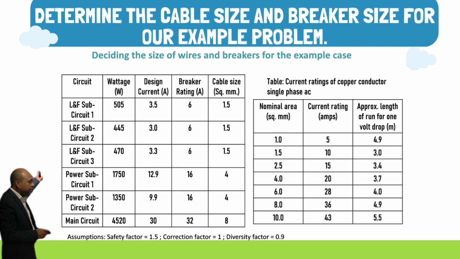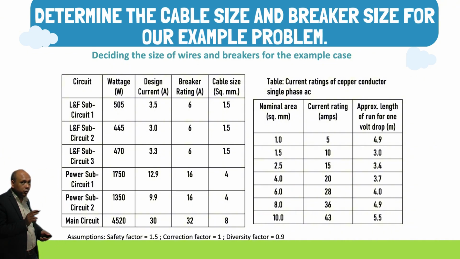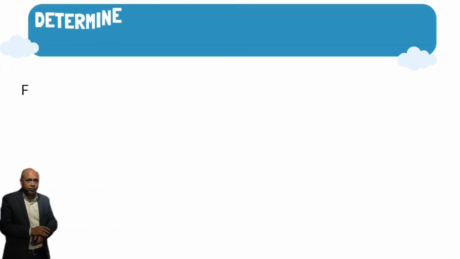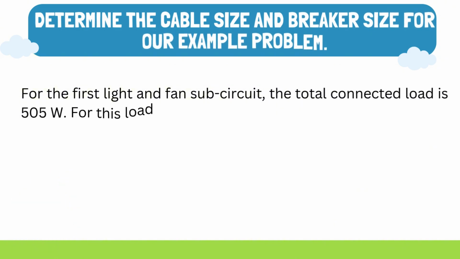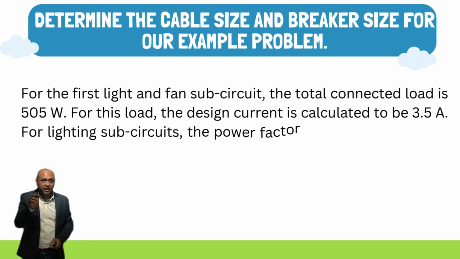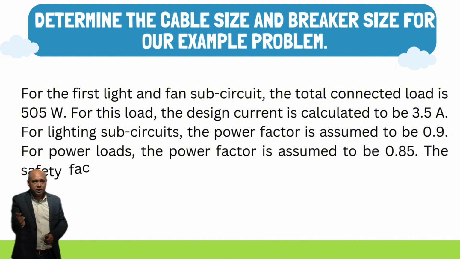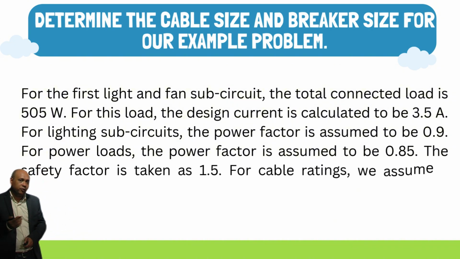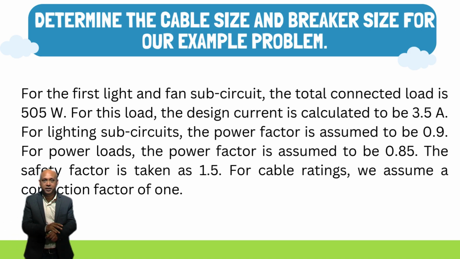If you look at this table, for the first light and fan sub-circuit, the total connected load is 505 watts. For this load, the design current calculated is 3.5 amperes. So for the lighting sub-circuits, the power factor we assume is normally 0.9, and for power loads, as we have discussed, the power factor is normally assumed to be 0.85.